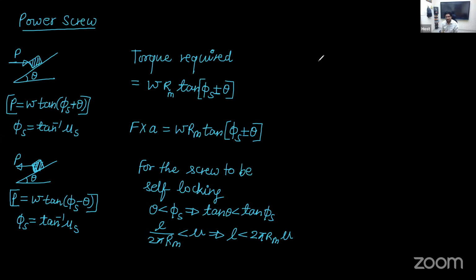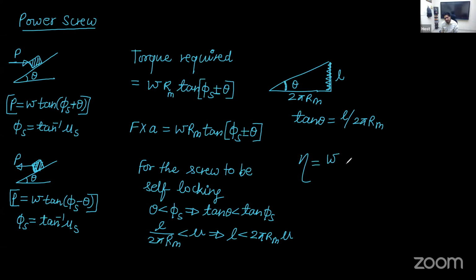Observation number 7: for a horizontal movement of 2 pi Rm, there is a vertical movement of the screw happening, that is L. So theta can be calculated simply as tan theta is equal to L upon 2 pi Rm.